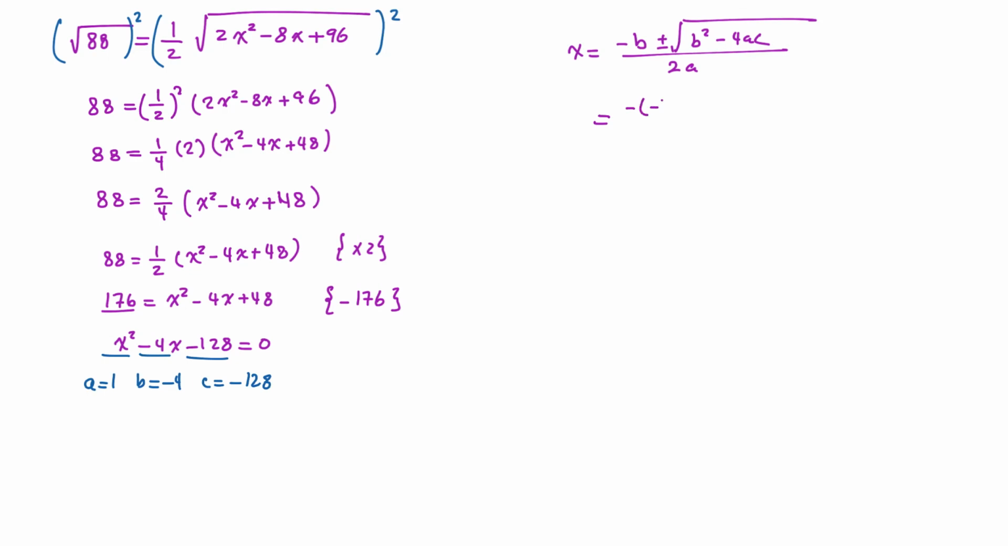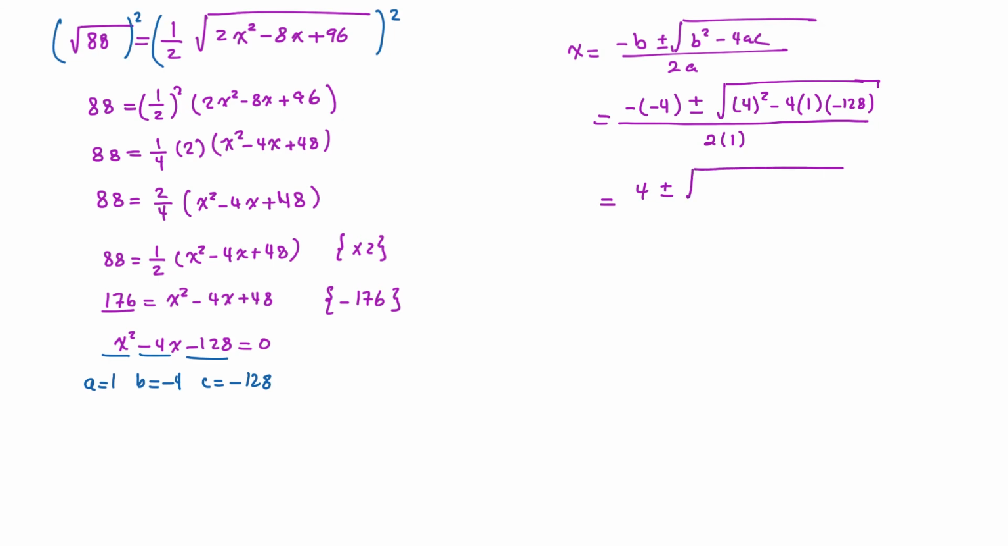Negative b is negative negative 4, plus or minus root of b, which is negative 4 squared, minus 4 times a, which is 1, times c, which is negative 128, and I'm going to divide everything by 2 times a, which is 1. Now I'm going to simplify this a little bit. Negative 1 times negative 4 is positive 4. Root of 4 squared, which is 16. Negative times a negative is positive, and 4 times 128 is 512. I'm going to divide this by 2 times 1, which is 2.